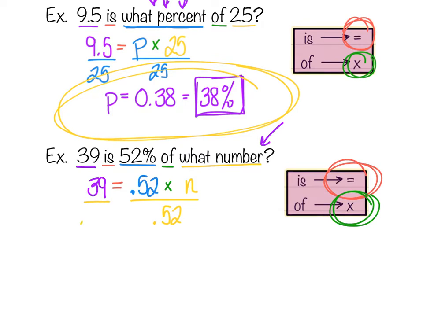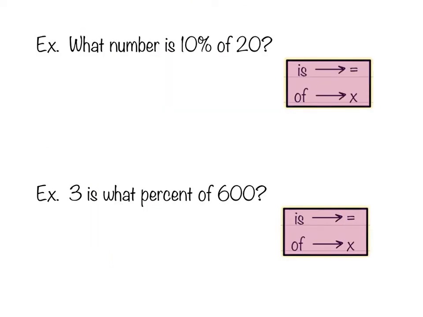Make sure on these problems on your homework tonight, you are showing your work like I am, because then when you get to this part, you'll know exactly what you need to do. You need to do 39 divided by 0.52, right? So you know that's always top divided by bottom. So 39 divided by 0.52 is 75. So n equals 75, and we've answered the question. 39 is 52% of what number? That number is 75.